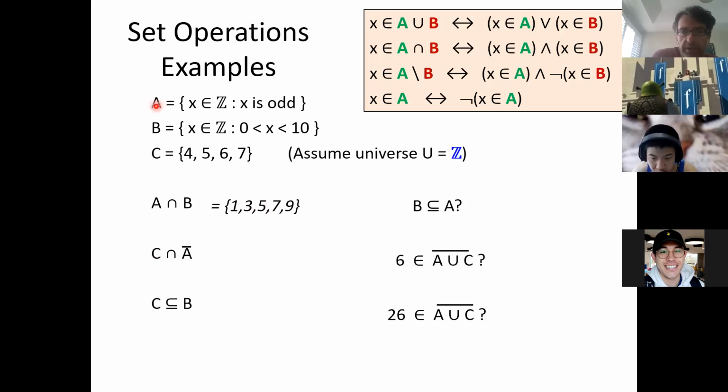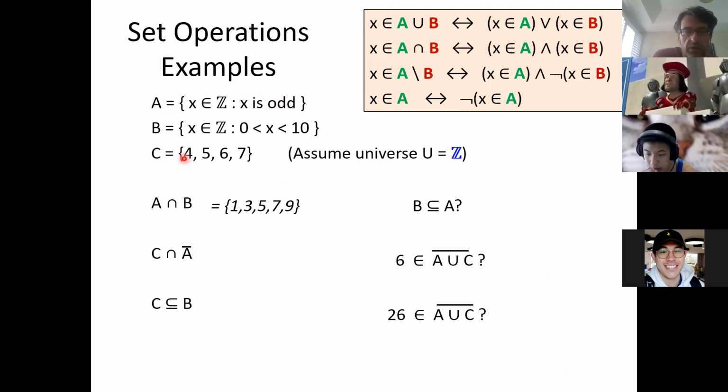Okay, what about C and a complement of A? What is a complement of A in the universe of integers? So A is all odd. What is a complement? Everybody who violates this constraint, right? That's a complement of A. So how do you violate being odd? Well, you're even. That's the only way, right? Good. Somebody put it on chat. Exactly. So the complement of A is even numbers.